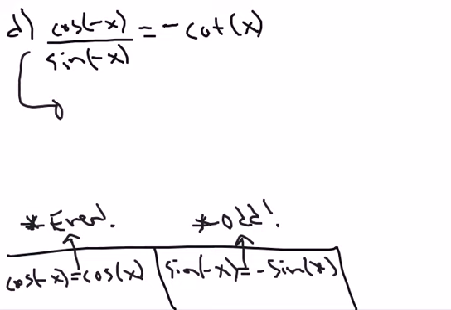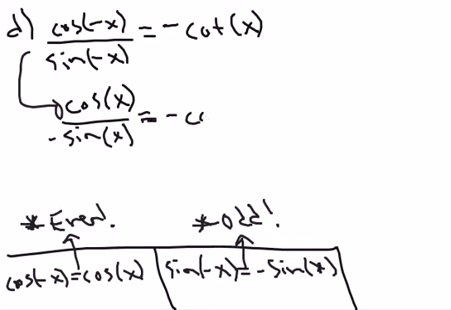So I'm going to use these right away. I'm going to write cosine of negative x, according to this property, as cosine of x. Sine of negative x: sine is odd, so I can pull the negative out and put it right here. And then if you notice, this is exactly the definition of cotangent with a negative sign, which is what I wanted to show. So there, I am done with the last verifying of identity.